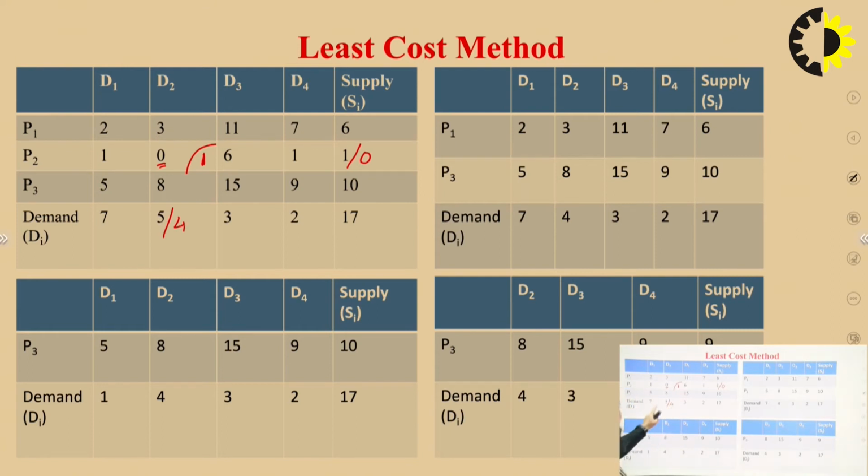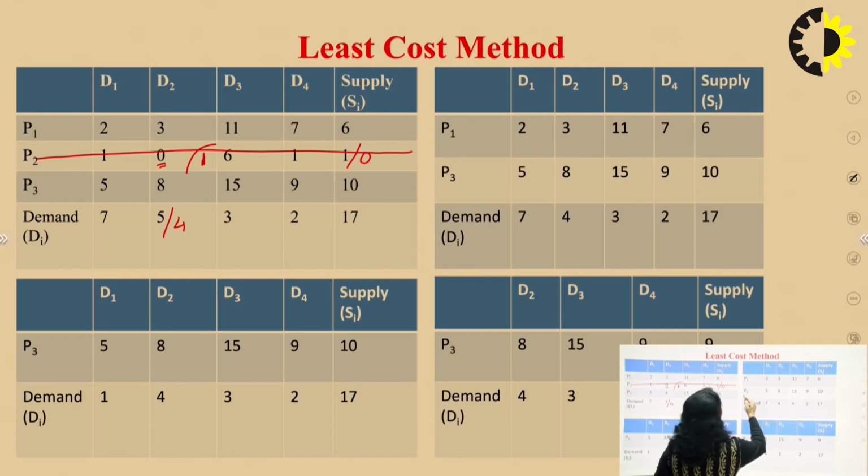Now we will cancel this out because the supply available is 0 with us. So now P2 is cancelled out. We will not consider this P2 for the further analysis. So now what we will do, we will have the 2 rows only, P1 and P3.